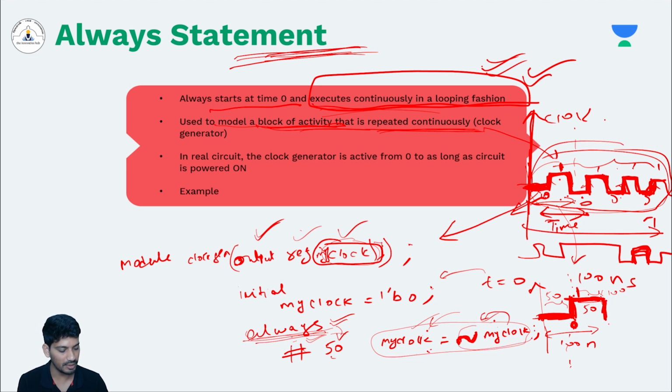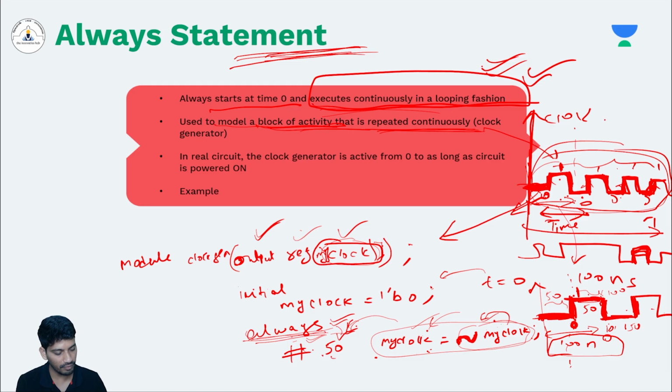Because of this statement, my clock is flipping from 1 to 0. So now at 100 nanoseconds, you can see it flips to 0. Again, it will go inside the always block because it will loop continuously. Again, it will wait for 50 more nanoseconds. So 100 plus 50 is 150 nanoseconds. At 150 nanoseconds, again, it will flip from 0 to 1. The same thing will repeat continuously. That is how you can generate a clock of any time period.